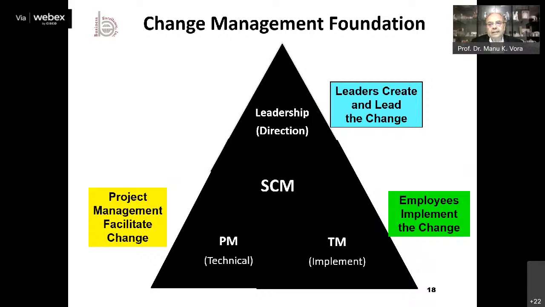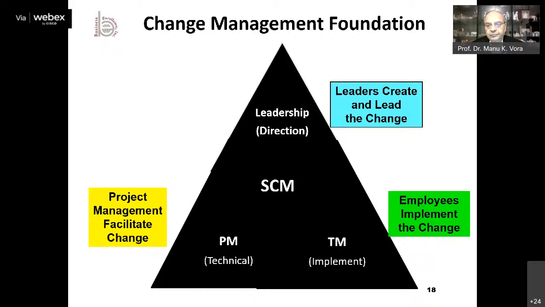Now, I'll share with you some of the foundational aspects of change management, or the transformation journey. There are three pillars of success for change management. The first one is leadership, which provides the direction. Leaders are the ones who create and lead the change, and they need to be present rather than delegating it to someone else. And the same applies for NEP 2020.